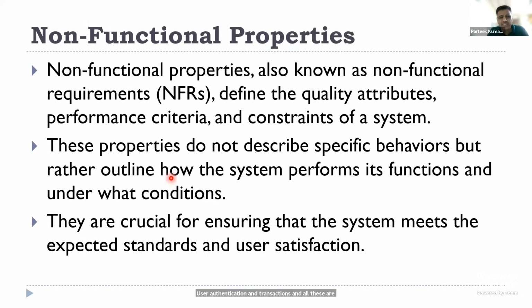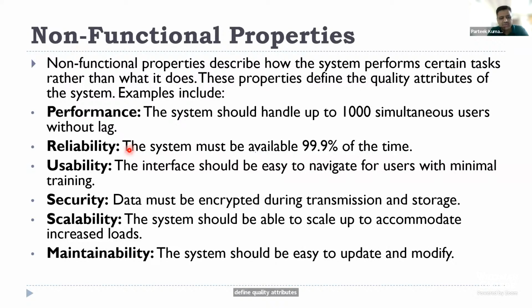While non-functional properties define quality attributes, like performance, reliability, usability, security, and whether my code is maintainable or not. All these things are referred to as non-functional requirements. I hope this gives you a clear idea of what functional and non-functional properties are. If you have any doubt at this point, you can ask me any question.